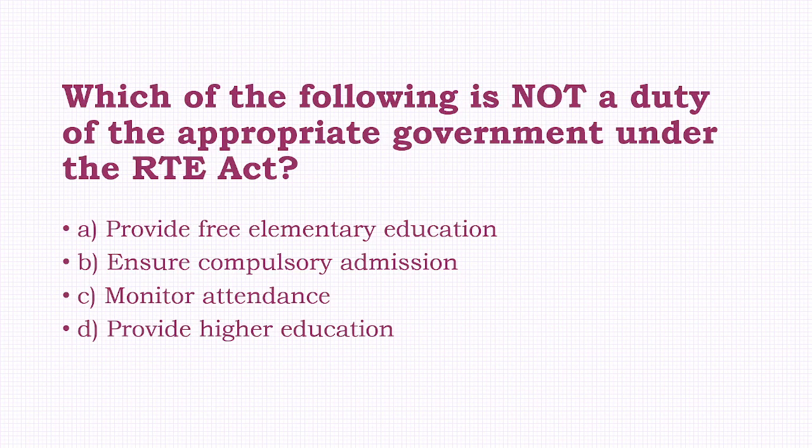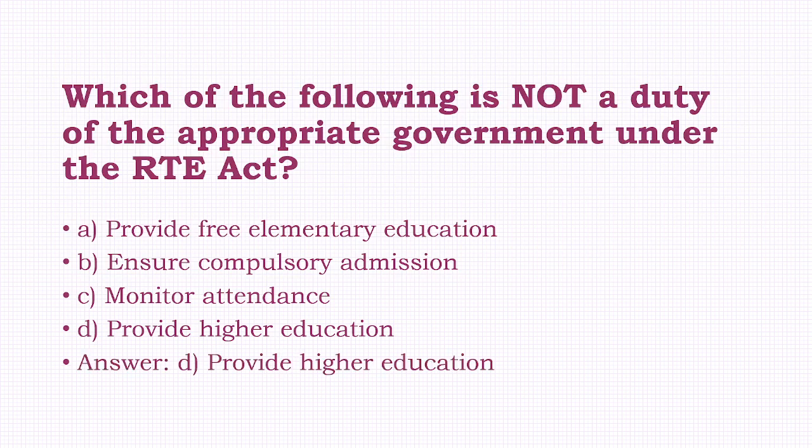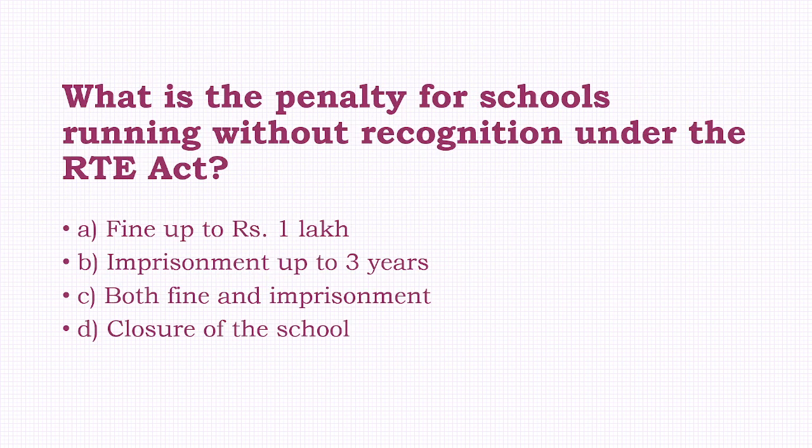Which of the following is not a duty of the appropriate government under the RTE Act? Option provide free elementary education, ensure compulsory admission, monitor attendance, provide higher education. Answer of this question is option D, that is provide higher education.